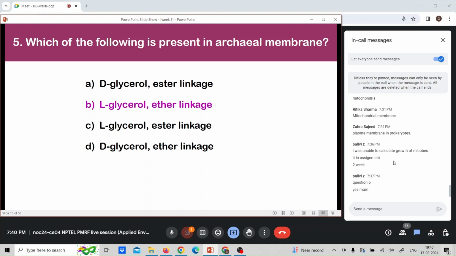Question 5 is visible, right? Okay, I'm getting a response. So I guess this question was pretty tough. In the archaeal membrane, we find L-glycerol and ether linkage. I guess most of you would have known the answer is between B and D and are confused if it's either B or D. So now just remember, it's just a fact that the archaeal membrane has L-glycerol in it.